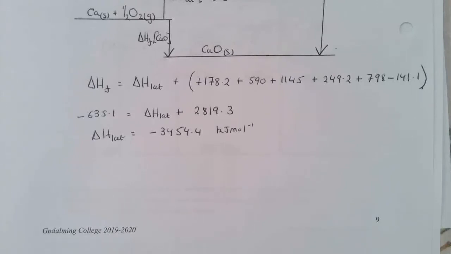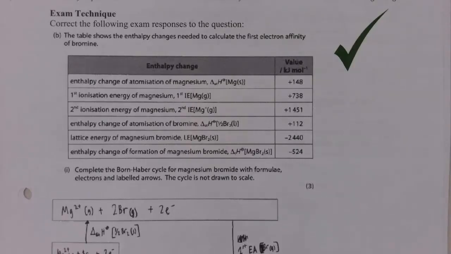And as you'd expect, given the fact that it's a 2+ ion and 2- ion, it's got a significantly higher delta H lattice than the potassium iodide example. Potassium iodide, the ions are much larger and they have a lower charge. Hence, their delta H lattice is much less exothermic.